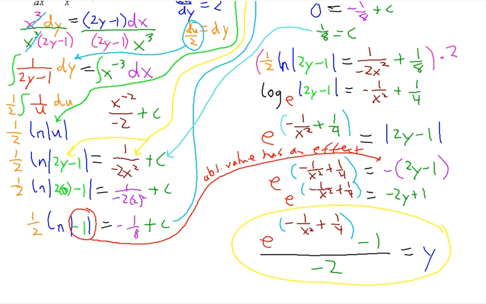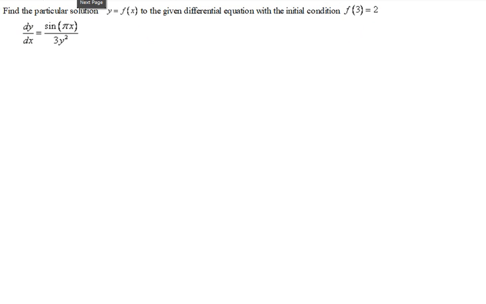All right, let's take a look at one with a trig function in it now. So here again, we've got our derivative as a fraction, so let's try separating the variables by cross multiplying. So when you do that, we get 3y squared dy equals sine of pi x dx. All right, and in this case, unlike the last one, it's a little easier. 3y squared, that's with the dy already. Sine pi x, the x is with the dx. So the variables are already separated, so we can integrate right away here.